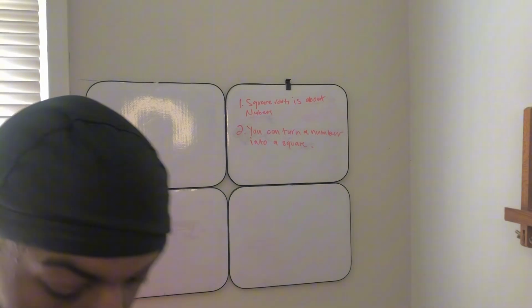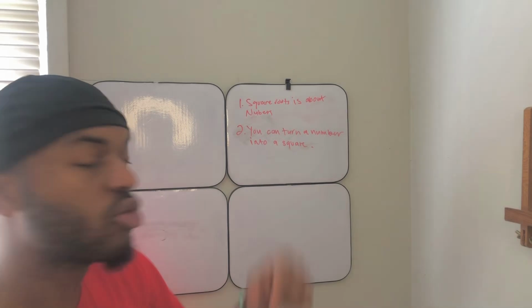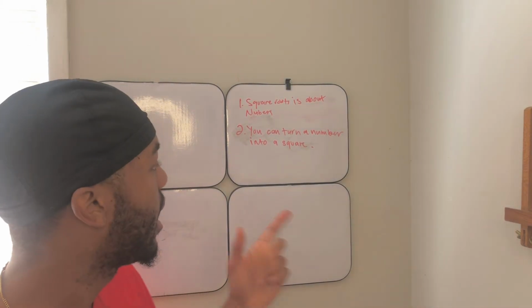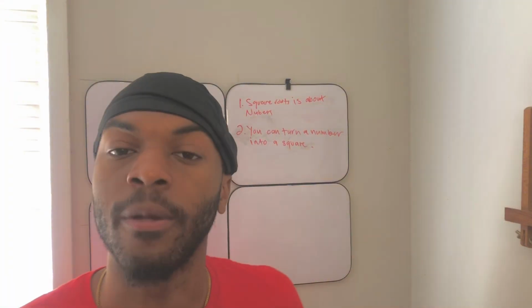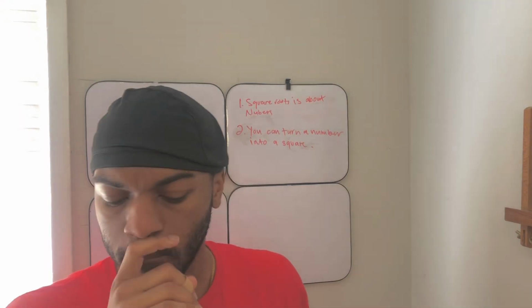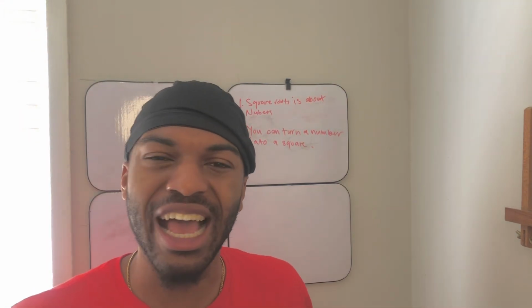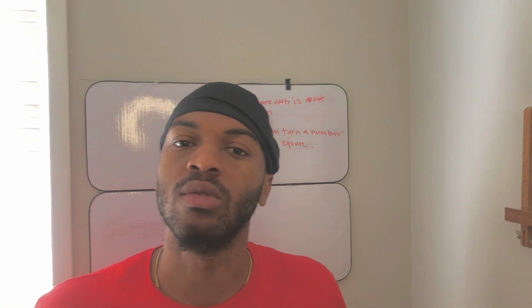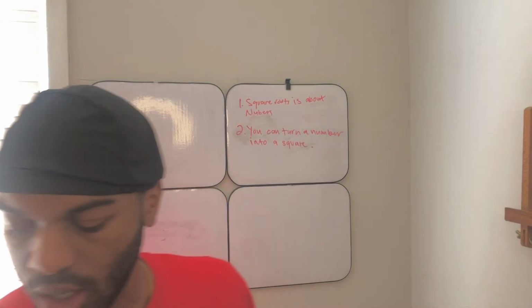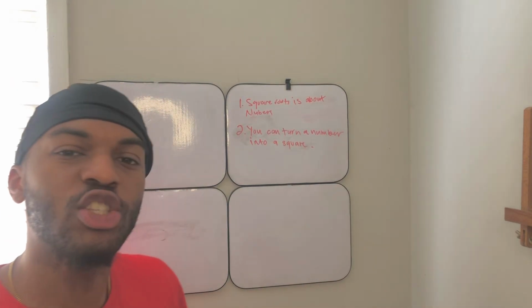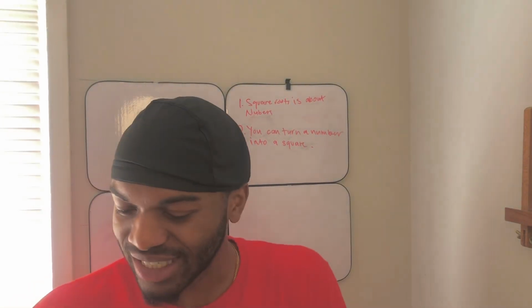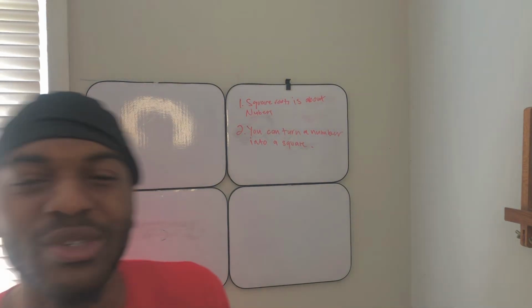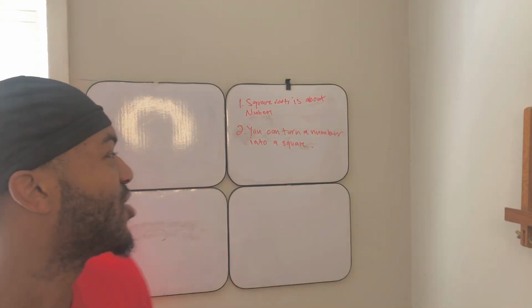So I want to just reiterate again, square roots are about numbers, and that's cool. Secondly, you can turn any number into a square. So now that we got that kind of laid out, let's talk about square roots. What is that? What's that about? What's all the fuss about these square roots?